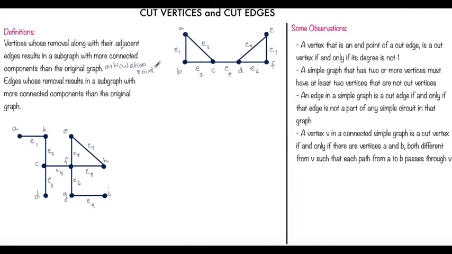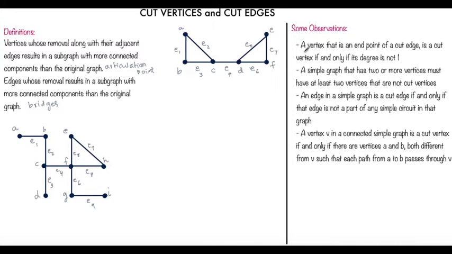Okay, and cut edges have the same definition: edges whose removal results in a subgraph with more connected components than the original graph. The only difference is that for cut vertices we also remove the adjacent edges, while for cut edges we only remove the edges. They are also known as bridges.